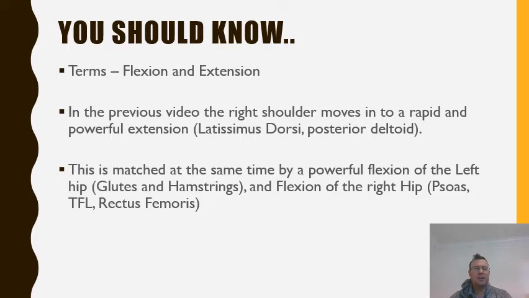So these are the terms you should know. You should know the terms flexion and extension, particularly with respect to the hip and the knee, and also considering the shoulder. So in that previous video, you should have seen that the right shoulder moves into a rapid and powerful extension as it flies back. But that's matched by a powerful hip flexion of the left hip. Sorry, that should be extension actually, and flexion of the right hip, being caused by the psoas, TFL, and rectus femoris.